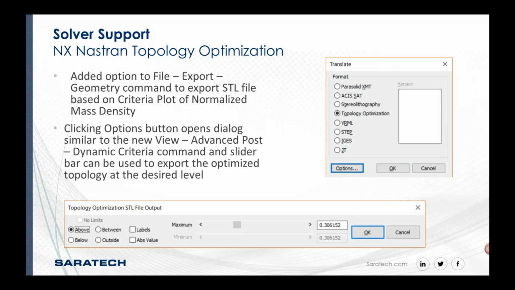One of the nice things that they added for this topology optimization is that once you solve your topology optimization model, you can now go ahead and export out the model as an STL file. What you need to do, and I'll show in the demonstration, is create this new section they called a criteria plot that they set up for doing these topology optimizations. So you set up your criteria plot, and then you would be able to export out this STL file.